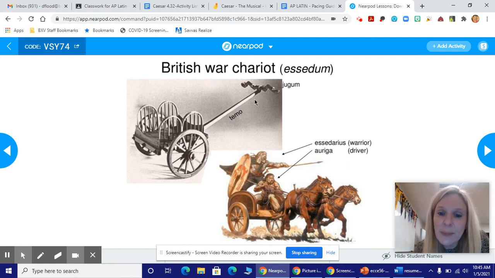There's the yoke. They could fight from the yoke. They could walk on the pole, kind of stand up on the horses. So they're very agile and able to work well with their chariots. They have great skill in their chariot driving, and this is really causing some disturbance for the Romans at this time.